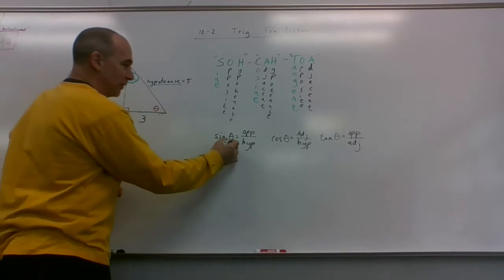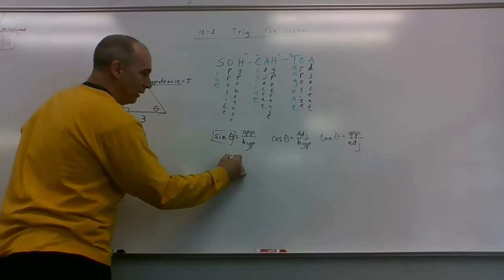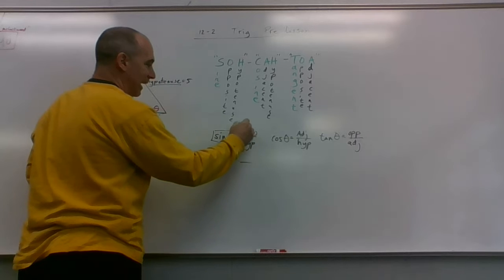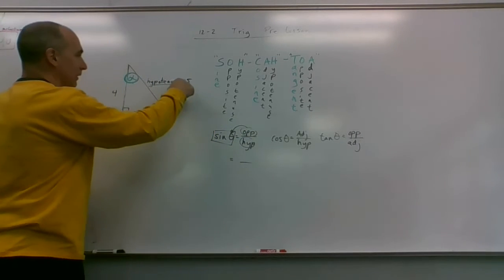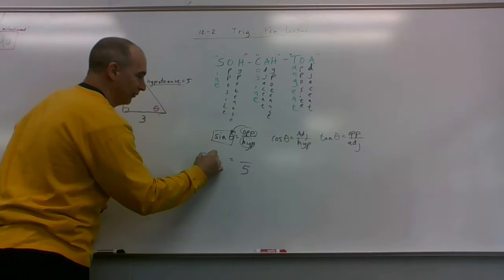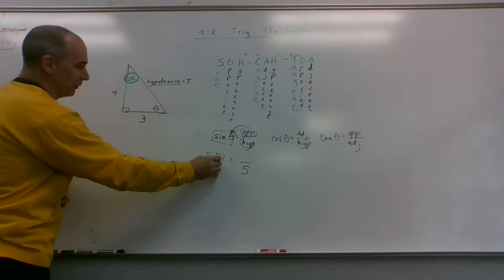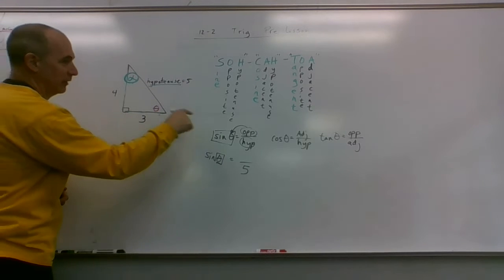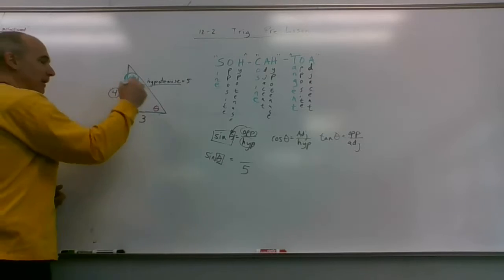All right, what if the problem asked us to find sine of theta? Well, we'd have to find the opposite side of theta and the hypotenuse. Now, the hypotenuse is so easy. It's 5. So sine of theta. This is telling you what reference angle to look at. So we're looking at this. What's the opposite side of theta? Well, we travel to the opposite side. It's my 4.